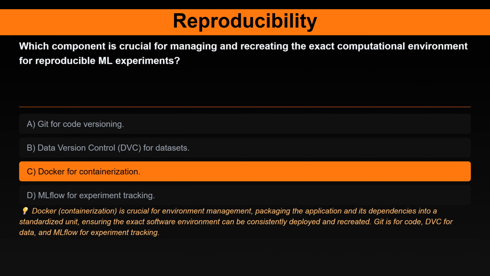The correct answer is Docker for containerization. Here's the explanation. Docker, containerization, is crucial for environment management, packaging the application and its dependencies into a standardized unit, ensuring the exact software environment can be consistently deployed and recreated. Git is for code, DVC for data, and MLflow for experiment tracking.